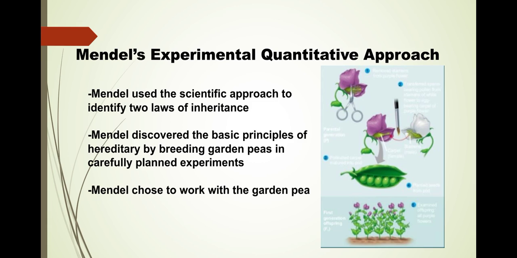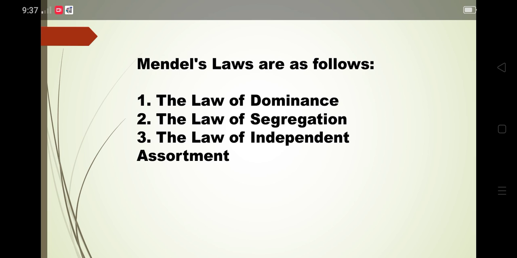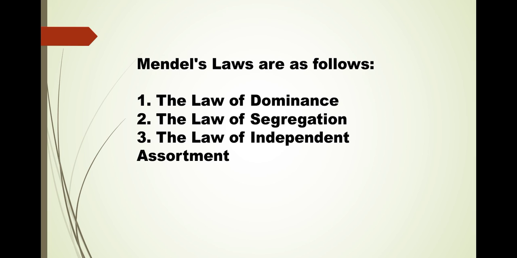Mendel chose to work with the garden pea because they are available in many varieties, easy to grow, and easy to get in large numbers, and because he could strictly control which plants mate with which. Mendel's laws are as follows. First is the law of dominance, second is the law of segregation, and third is the law of independent assortment.